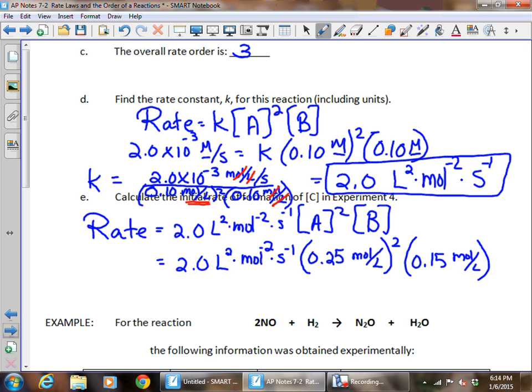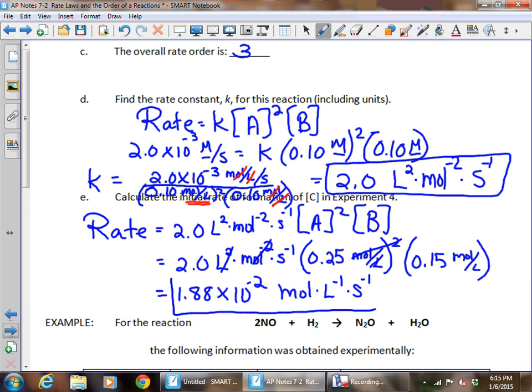When we multiply this out and we start canceling units, those units are going to cancel. And what we're going to be left with for rate is what you would expect for rate. We're going to get 1.88 times 10 to the negative second moles per liter per second back again, just like the original rate units were. A little bit confusing, and guys, it's going to take some practice to get those units right. But you've got to pay attention to your units.